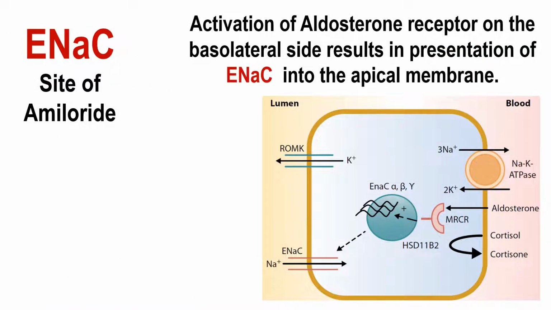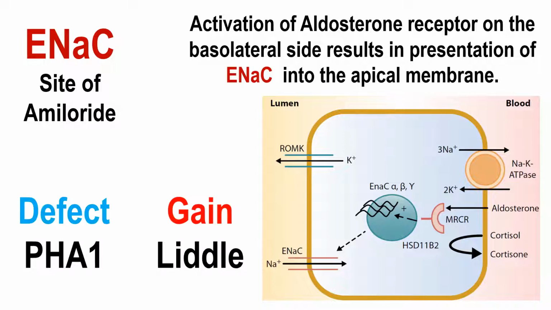Again, there is what we call the epithelial sodium channel, which is the site of amiloride action, a potassium-sparing diuretic. It happens through the mineralocorticoid acting on the basolateral aspect and inserting these channels on the apical side of the cells. Any defect in this channel produces pseudohypoaldosteronism type 1, and any gain in this channel produces Liddle disease.